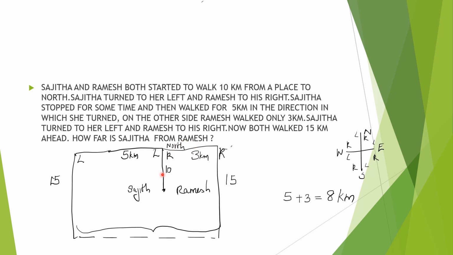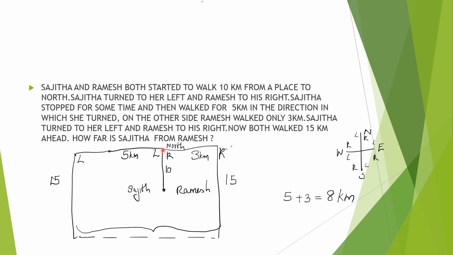So we can see that, okay. Both walked 10 kilometers from a place to the north. So this is the place, from here north. To the north they walked. They walked 10 kilometers, okay. Sajida is here, Ramesh is here. So they walked to the north, 10 kilometers.